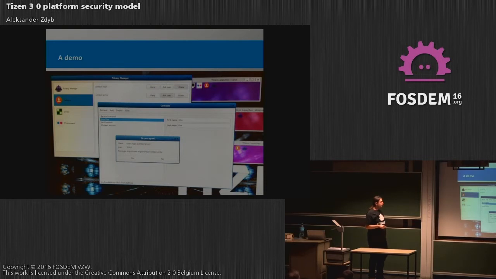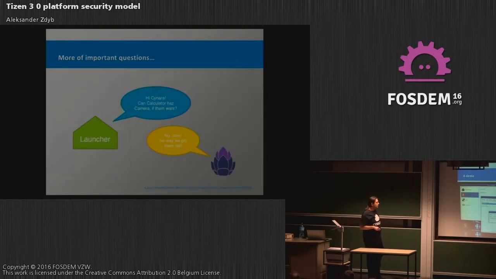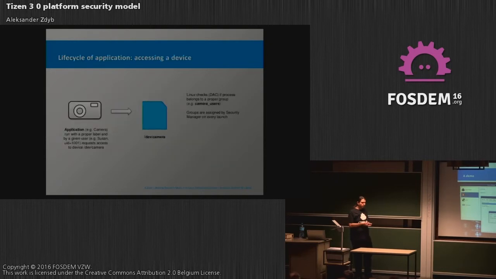But if you want to edit the contacts, you will be provided with a pop-up asking you if this application, you can see the smart label of this application here, user app contacts client, run by the user identified with this ID, is trying to access this privilege. And you can answer this question and let the application operate or not.